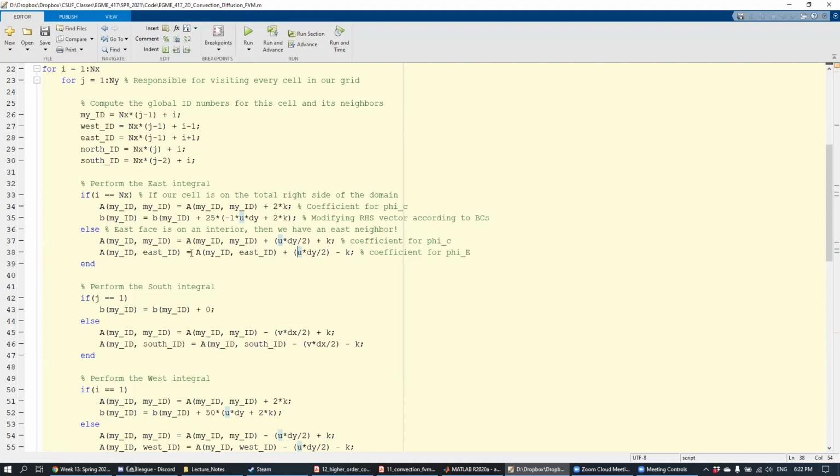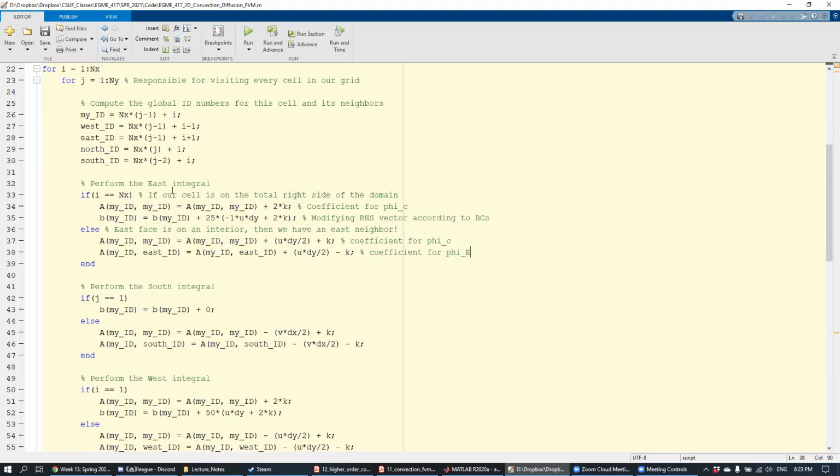And then for the east neighbor, we have a my ID east ID is equal to a my ID east ID plus u delta divided by 2 minus k. Okay. And so these coefficients, this one and this one, are lifted straight off from the hand calculations. Okay. And so that's the interior case. And so now let's look at the case when we're on a boundary.